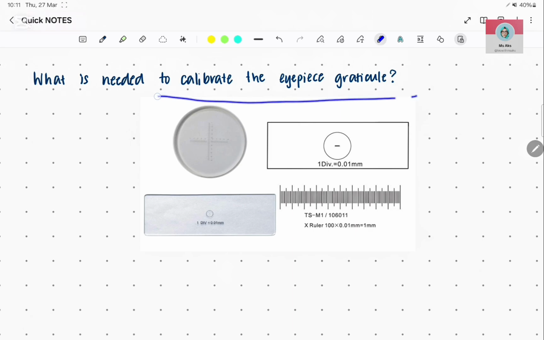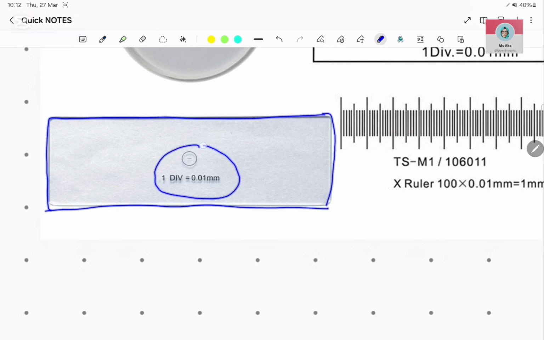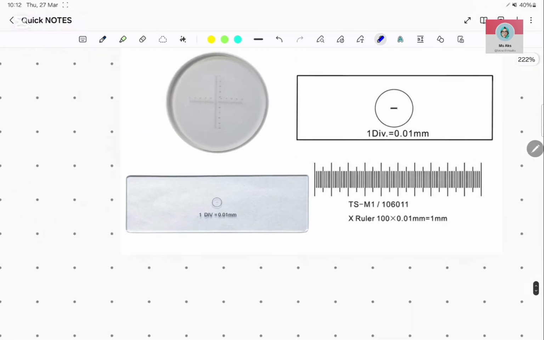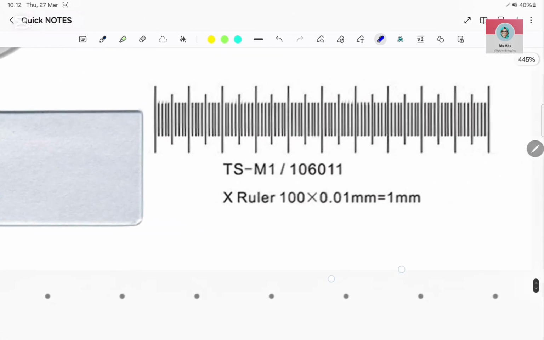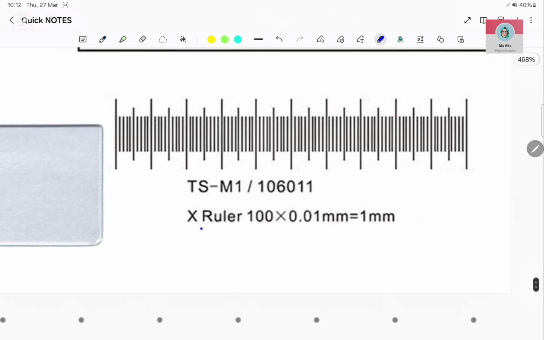What you can see here in front of your screen is a stage micrometer. I'm going to zoom in a little bit. It's called the stage micrometer. On the stage, what you will place is this slide. Notice that there is a tiny circle in the middle. If we zoom in a little bit, it will look something like this. In other words, it's another set of ruler. But the difference between the stage micrometer and the eyepiece graticule is that we know exactly the length of this stage micrometer.